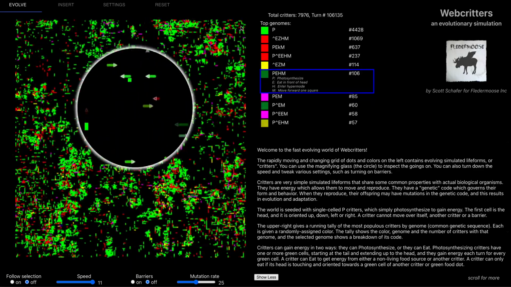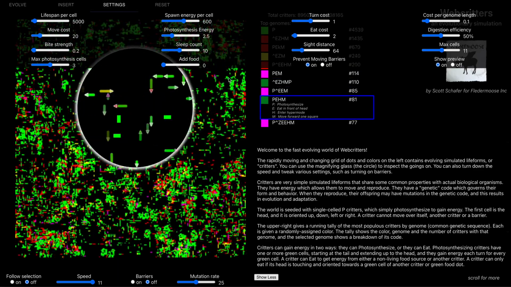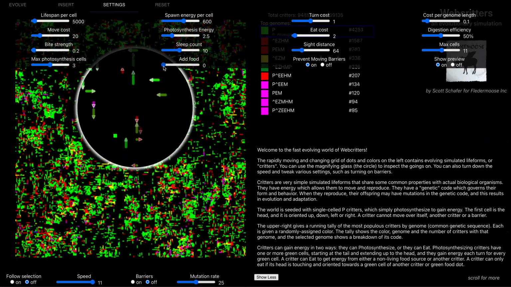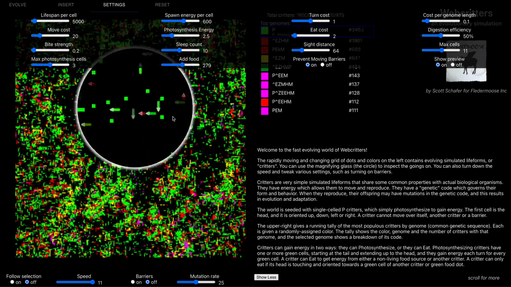And you can also control. So there's this add food setting. So this is something you can do. This will cause. See these little squares there?